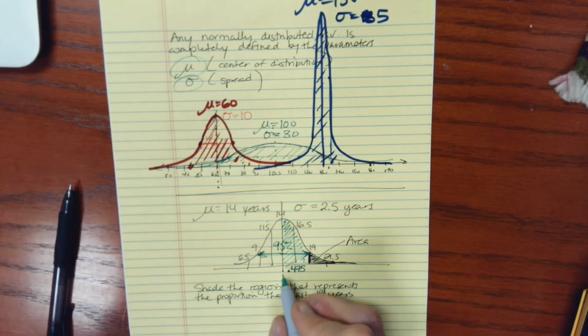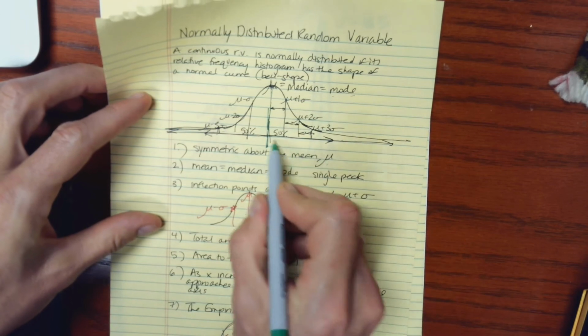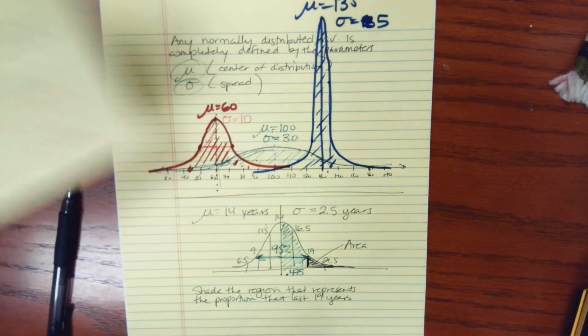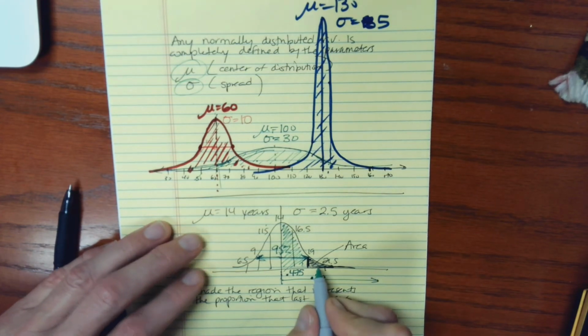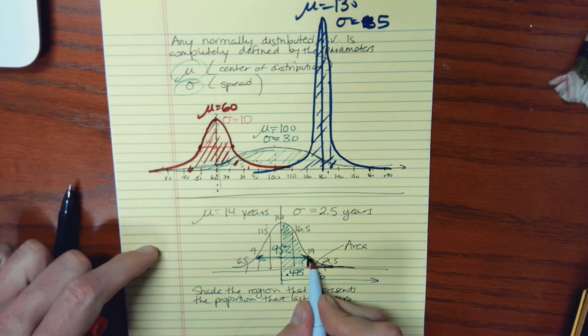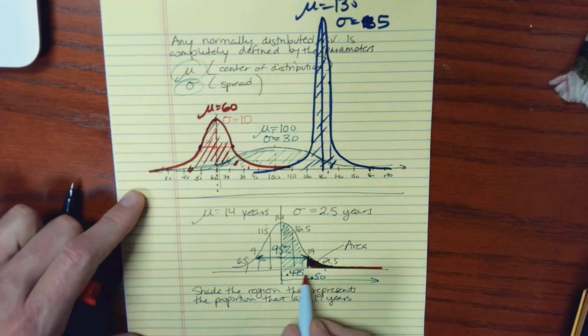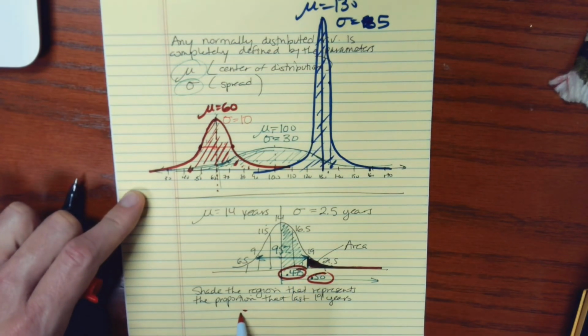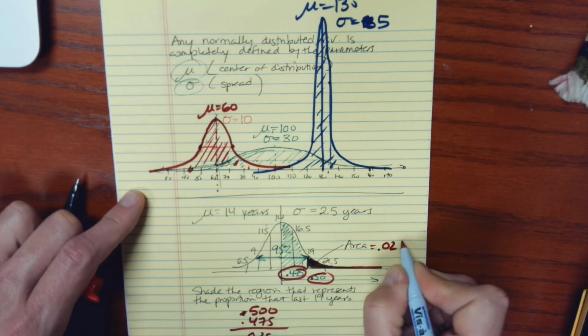0.475. Now, I'm going to use a fact from earlier, that from here over is 0.5. So from here all the way over is 0.5. But I'm really just interested in this piece over. So if I take my total, which is 0.5, and subtract 0.475, I'll get 0.025. That must be this area, 0.025.